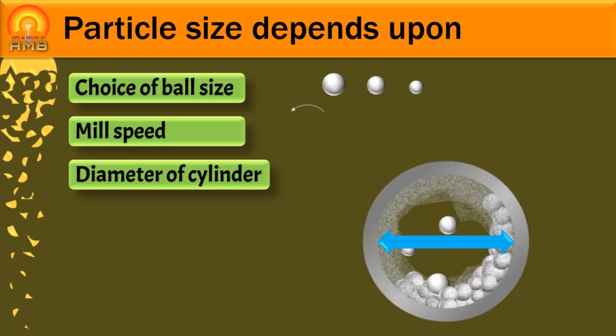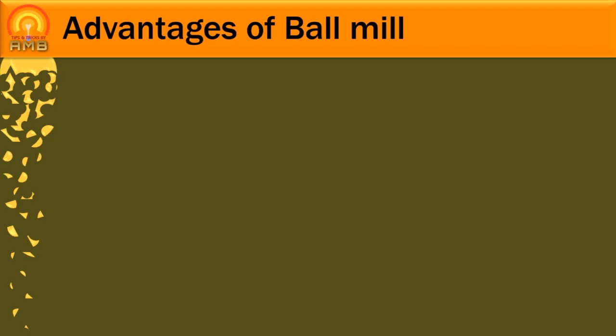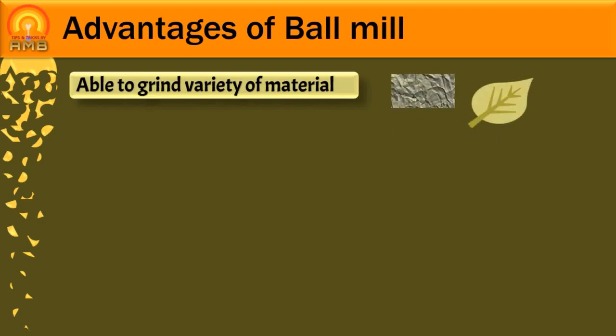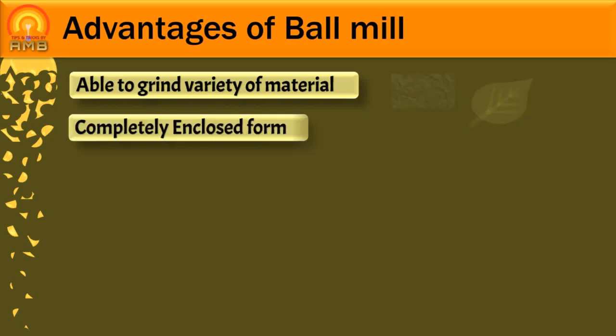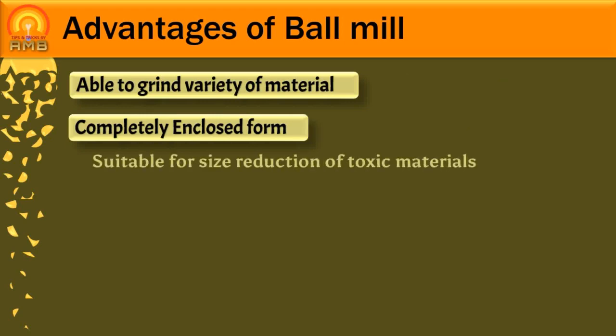Now let's discuss advantages of ball mill. First advantage is ball mill is capable of grinding a wide variety of materials of different character and of different degrees of hardness. Another advantage is here size reduction takes place in a completely enclosed form. Thus it is especially suitable for use with toxic materials. It will not create problems to the worker.